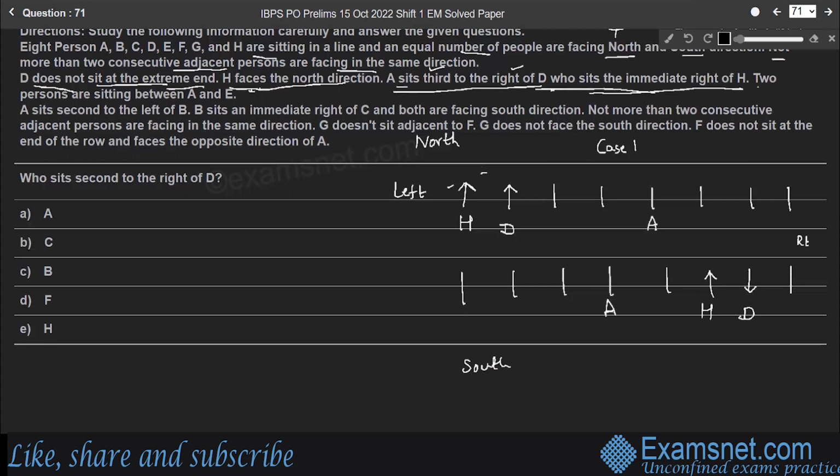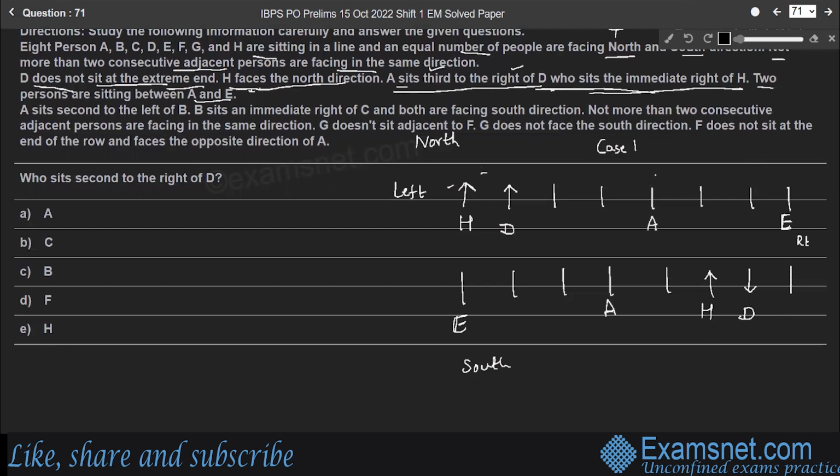And next point, two persons are sitting between A and E. So A is here. So two persons are sitting between A and E. So in case 1, E is sitting at the extreme right end. And in case 2, E is sitting at the extreme left end, so that two persons can be accommodated between A and E. Now consider the next point.